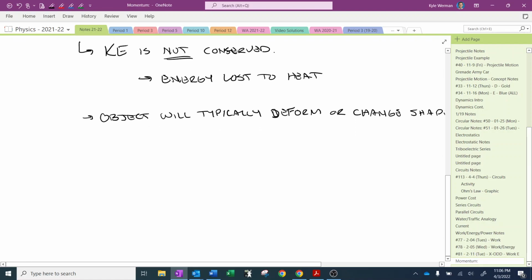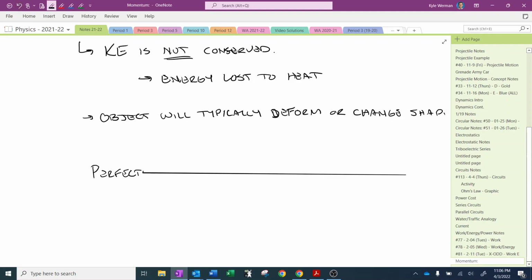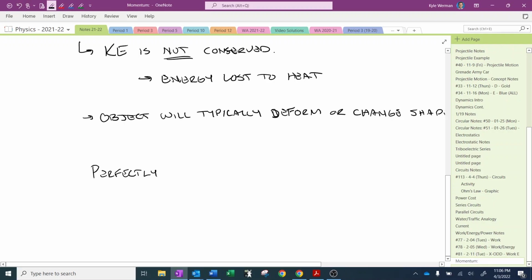Now there's a special kind of inelastic collision, and we actually did an example problem like that the other day, where the objects collide, they lose a ton of energy, and in fact they stick together after the collision. And that's a special case. We call that a perfectly or completely inelastic collision. It's so inelastic that it doesn't bounce at all.